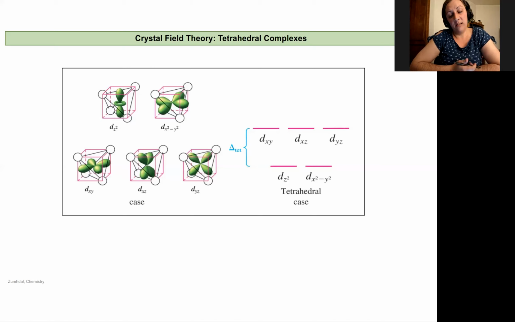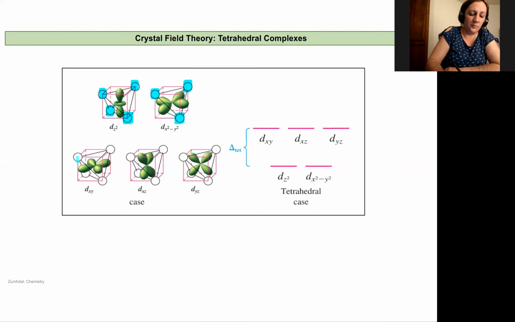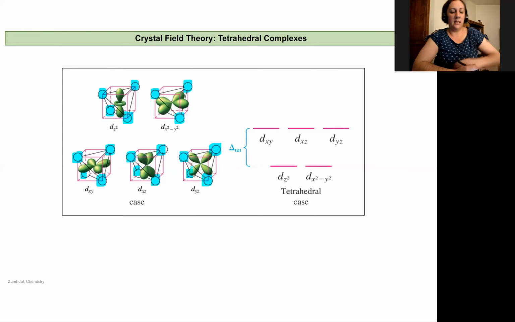So here is a tetrahedral complex, and the ligands are these circles here in the corner. I'm going to highlight them blue to make them pop out. And we're trying to compare these to the XYZ plane that we'll see our d orbitals align along. And so I have all of our orbitals here lined out and pointing along. And you'll notice it's really different than our octahedral complex.